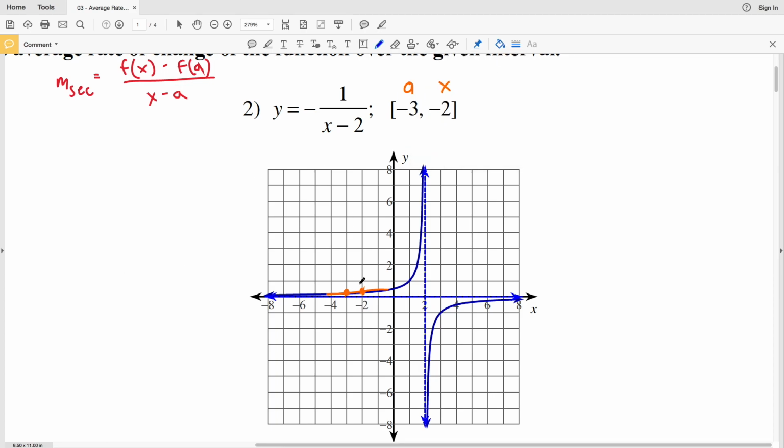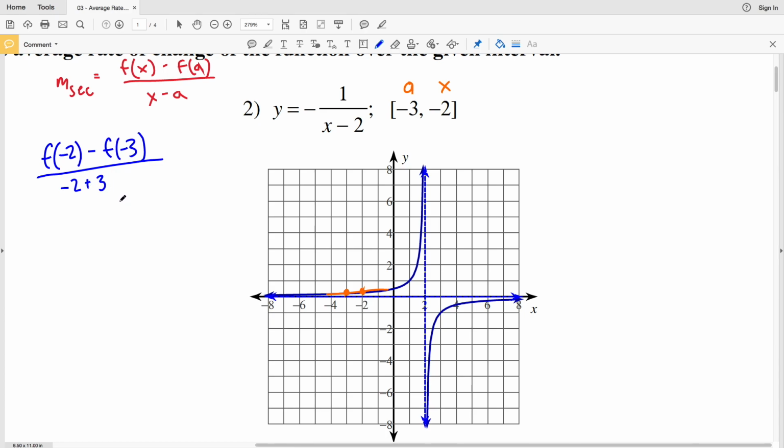And because we cannot see those values, we cannot attempt to calculate it without entering our values in. So remember, f of x minus f of a over x minus a will give us the change in y over the change in x. So f of x will be f of negative 2, and I'll be subtracting f of a, which is f of negative 3, and that's all over x minus a, which is negative 2 minus a negative 3, or negative 2 plus 3.